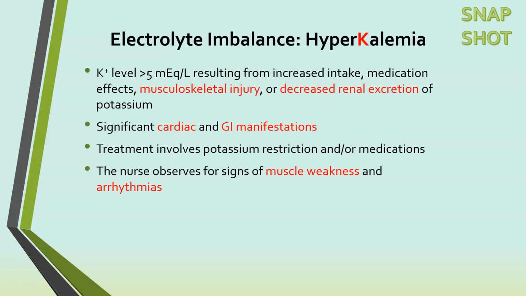On the flip side, when we talk about hyperkalemia or elevated potassium, it's going to be levels greater than 5 milliequivalents per liter, resulting from increased intake, medications, musculoskeletal injury, or decreased renal excretion of potassium. There can be significant cardiac and GI manifestations. Treatment involves potassium restriction and/or medications, and the nurse needs to observe signs of muscle weakness and arrhythmias.